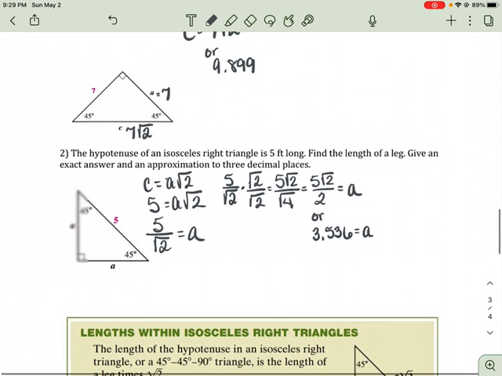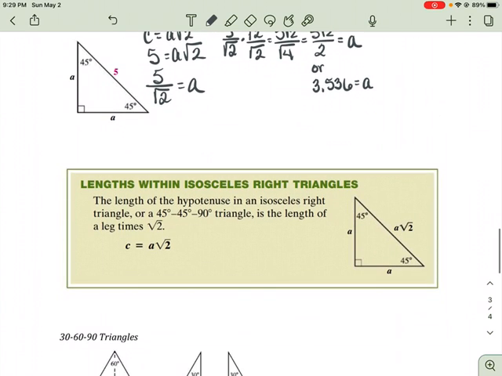Okay. All right, so again, as long as you know the relationship, it's pretty easy. All right, so here's our kind of rule. The length of this hypotenuse in an isosceles.